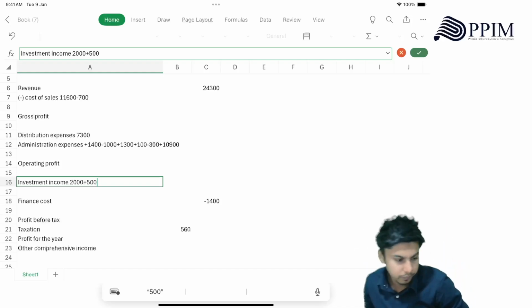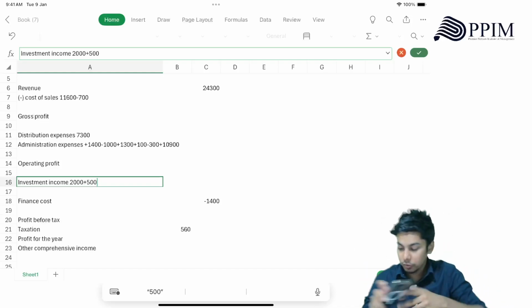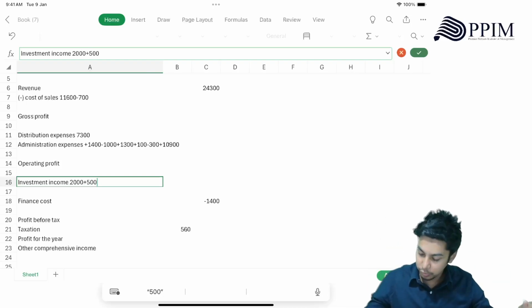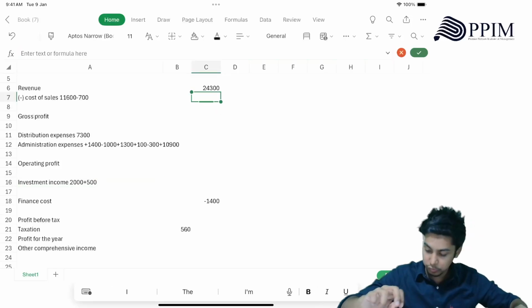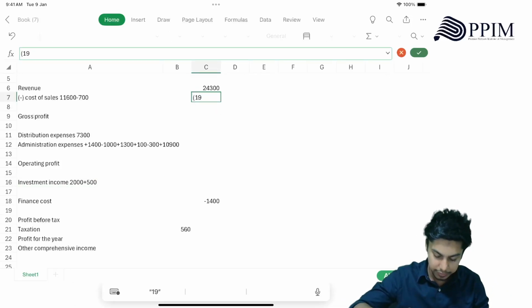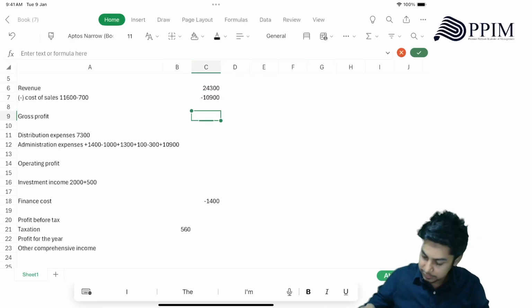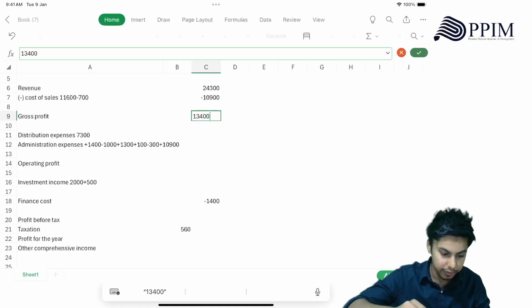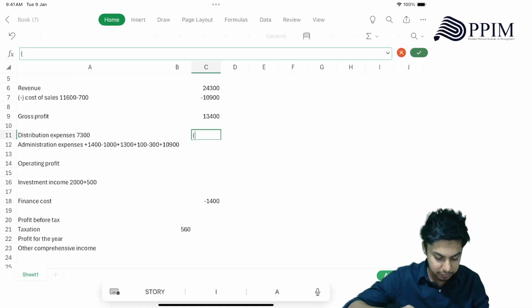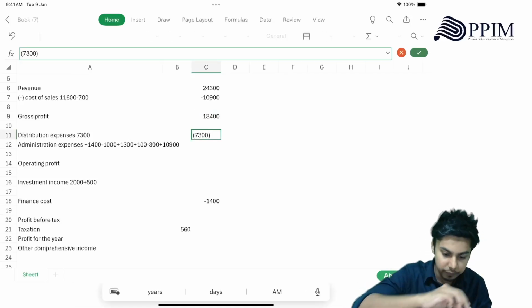Okay. Guys, let's see. Cost of sales. First of all, can you check your answer for cost of sales quickly? 11,600 minus 700. What's the answer, guys, for cost of sales? 10,900. Now, guys, get the answer for gross profit then. 13,400. Distribution expenses, 7,300.